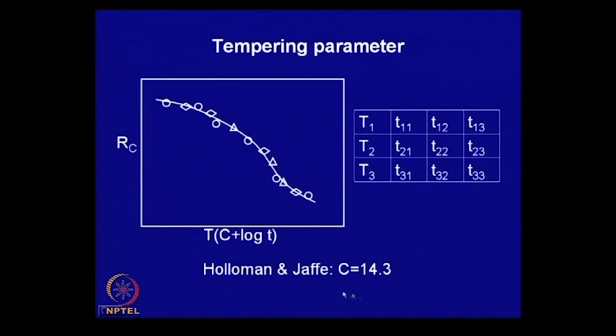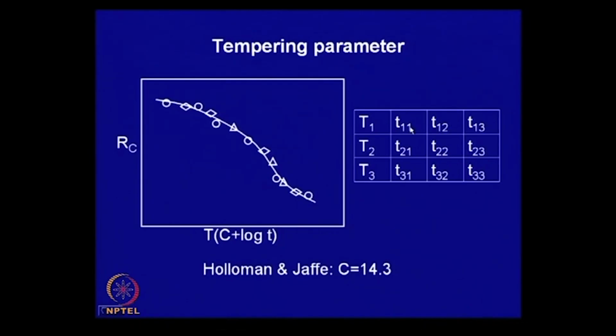So, that means this Rockwell hardness is a function of both the tempering temperature and time, and it was reported first by Holloman and Jaffe that if you represent this hardness plot against a time temperature parameter called the tempering parameter, also sometimes referred to as the Holloman-Jaffe parameter, which is T times (C plus log t), where T is temperature in degrees absolute, C is a constant, and the time you can take in seconds, let us say. For the different varieties of steel he looked at, he found C to be around 14.